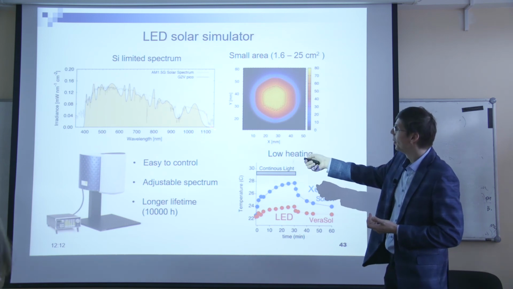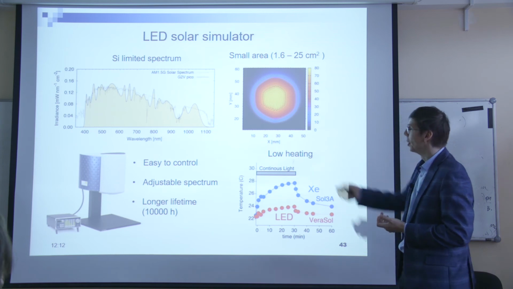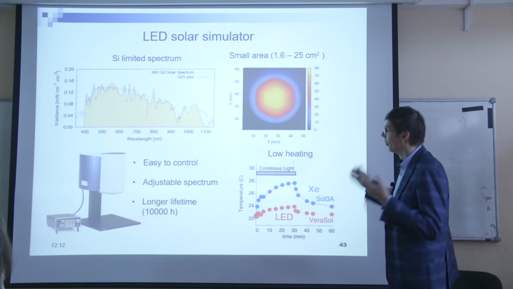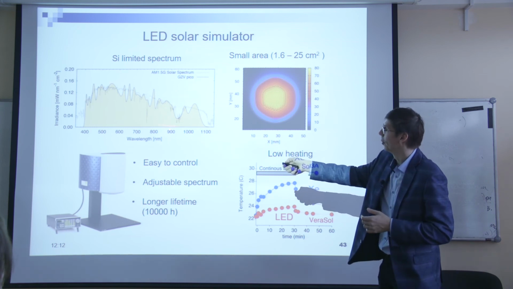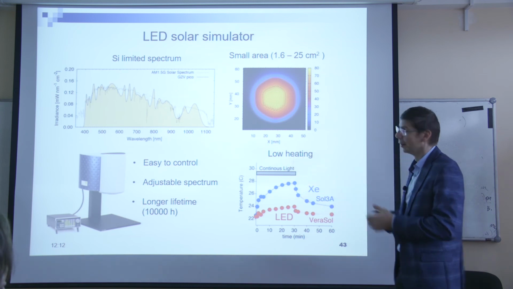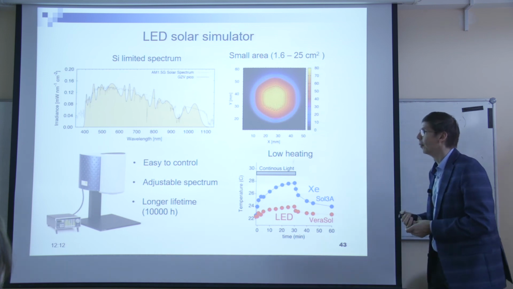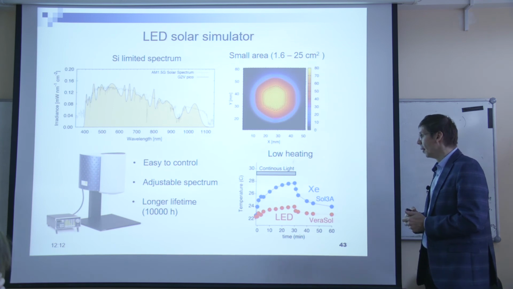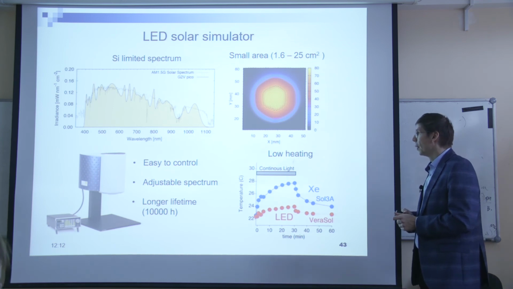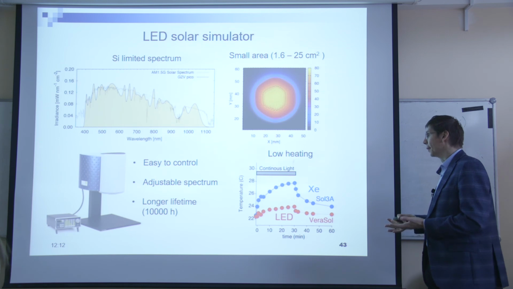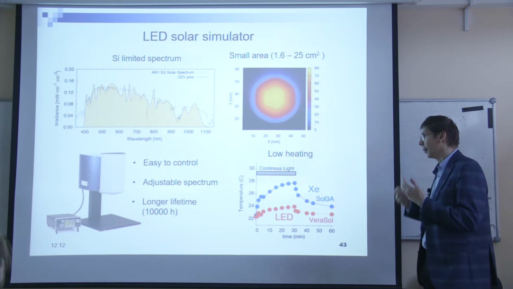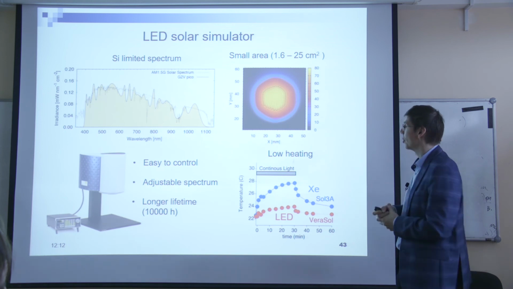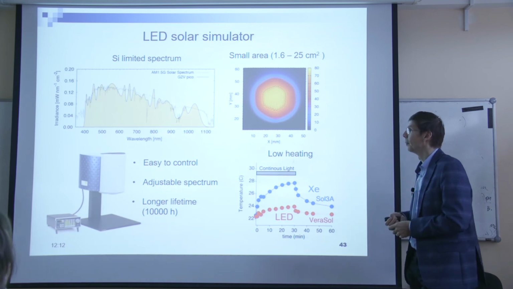the limited spectrum, you have no infrared light. I mean, of course, you have some part of the infrared, but you have no light above 1100 nanometers. So you have lower heating. It's logical, they are related, and sometimes it's a positive point.